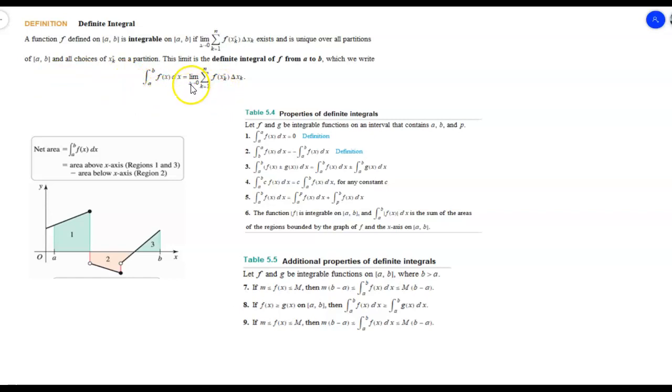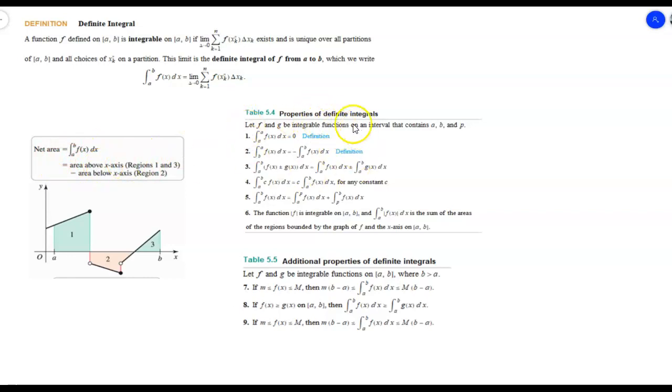So basically what we're doing is we just keep decreasing the width of the rectangles until we have a whole lot of rectangles in this interval from a to b. And then we take all those areas of those rectangles, and the more rectangles that we get, the closer the actual area is going to be.